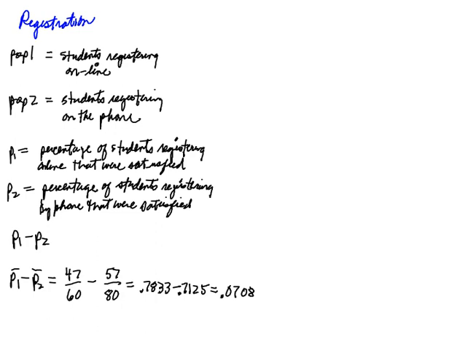So set up a null and alternative hypotheses. We want to test to see if we can show that there was a higher percentage of students registering online that were satisfied. So that would mean that the P1 minus P2 would be greater than 0. In other words, if P1, the percentage of students registering online, was indeed higher than the percentage of students registering by phone, their difference would be greater than 0.